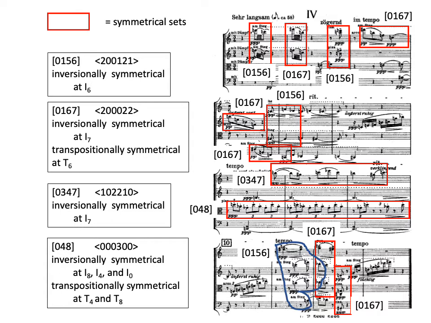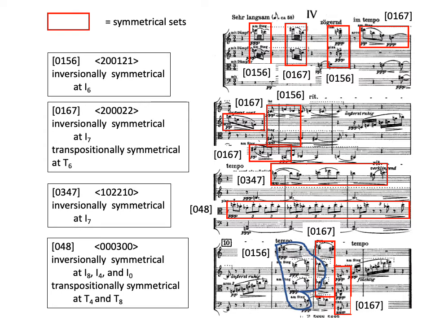And one way it creates contrast is by having different set forms. The A sections are characterized by 0156 and 0167 sets, but the B section has 2 sets that only occur in the B section, the 048 trichord that's played by the viola pizzicato, and that 0347 that the first violin's playing as the melody in the B section. Another interesting thing about these sets, there's a lot of symmetry. They're either inversionally symmetrical or transpositionally symmetrical, sometimes both.